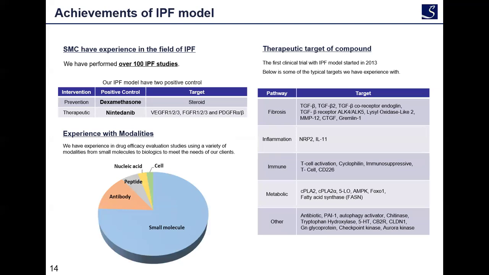We have extensive knowledge and skills to perform idiopathic pulmonary fibrosis model, IPF model. We have done over 100 studies with this model, and we can offer 2 positive controls: dexamethasone for preventative study and nintedanib for therapeutic study. Modalities that we have experienced with are shown here, mostly small molecule, some antibody, peptide, nucleic acid, and cells. Also listed here are some of the therapeutic targets of compound we have tested.